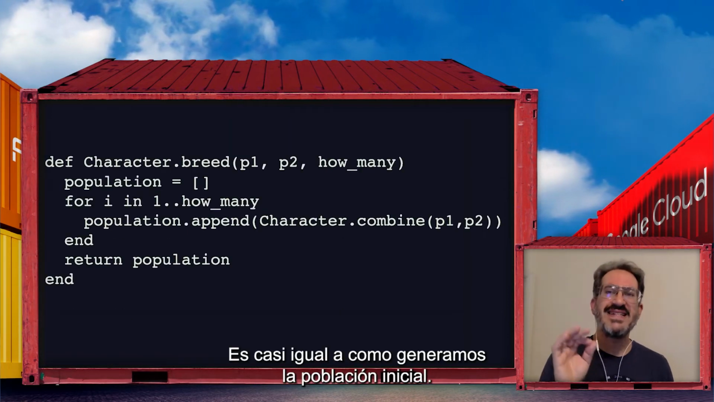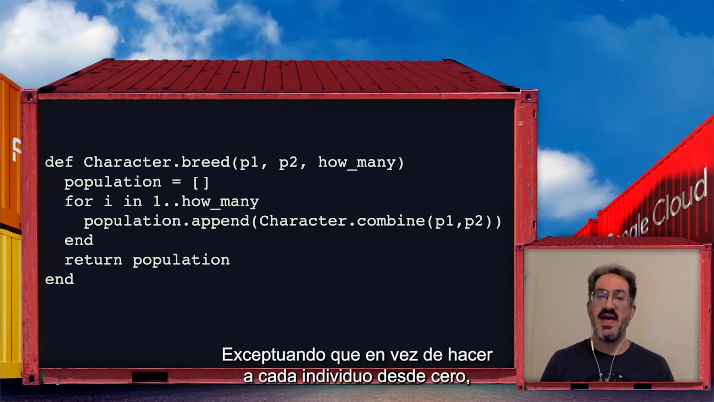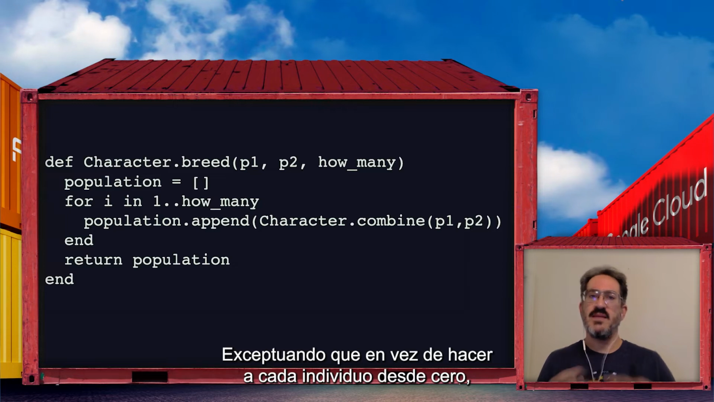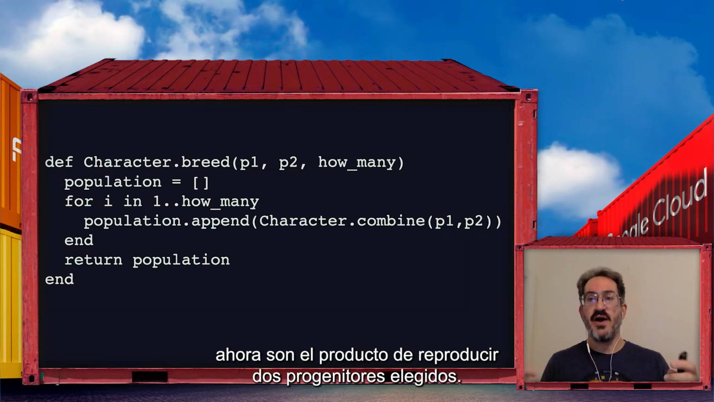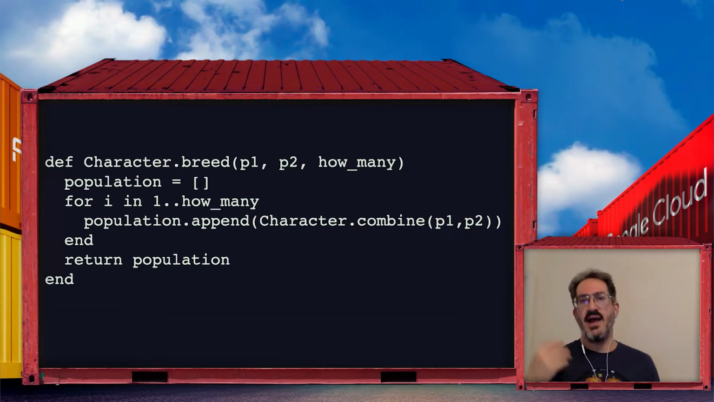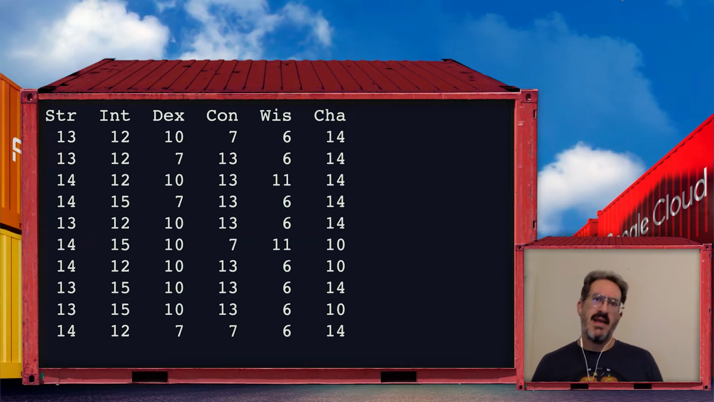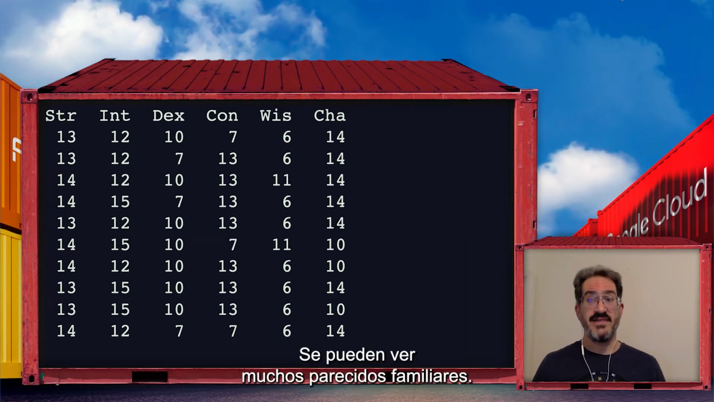This is almost identical to how we created the initial population, except that instead of each individual being made up from scratch, they're the product of breeding our 2 chosen breeders. And a whole list of 10 would look like this. You can see lots of family resemblance there.